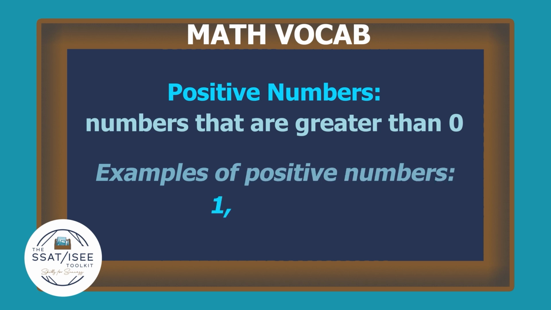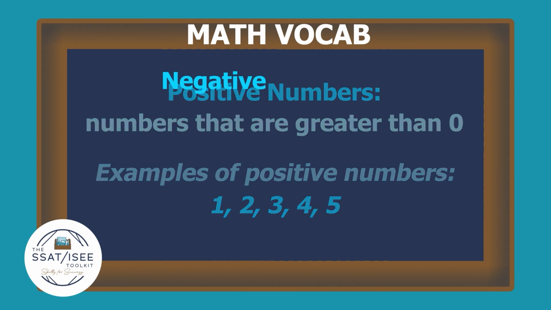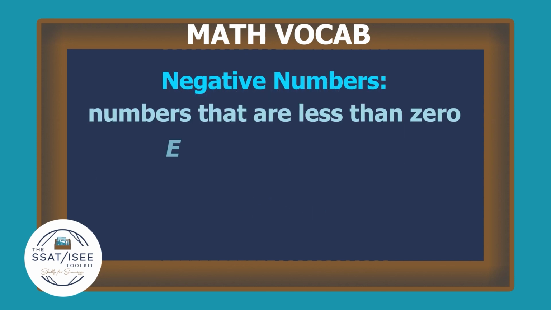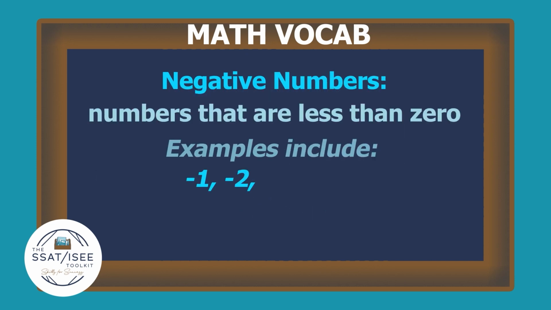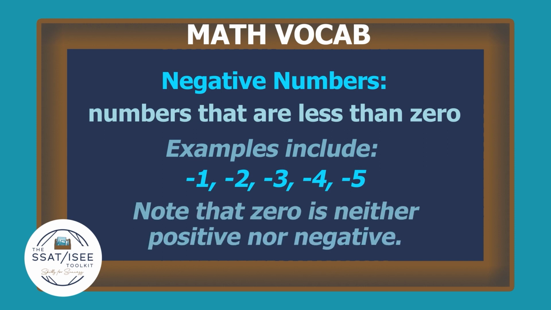Positive numbers are numbers that are greater than 0. Examples of positive numbers include 1, 2, 3, 4, and 5. Negative numbers are numbers that are less than 0. Examples include -1, -2, -3, -4, and -5. Note that 0 is neither positive nor negative.